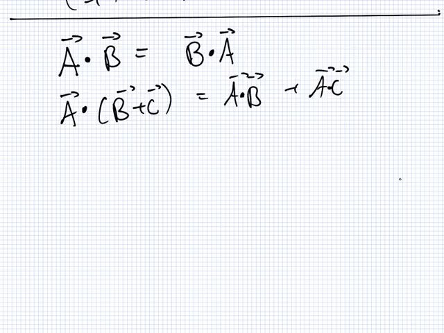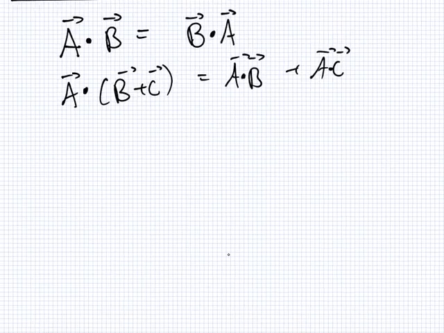First one, A dot B is B dot A. Second one, the distribution, A dot (B plus C) is A dot B plus A dot C. These are true. So let's have a look at a more difficult example now. Can I scroll down? Yeah.